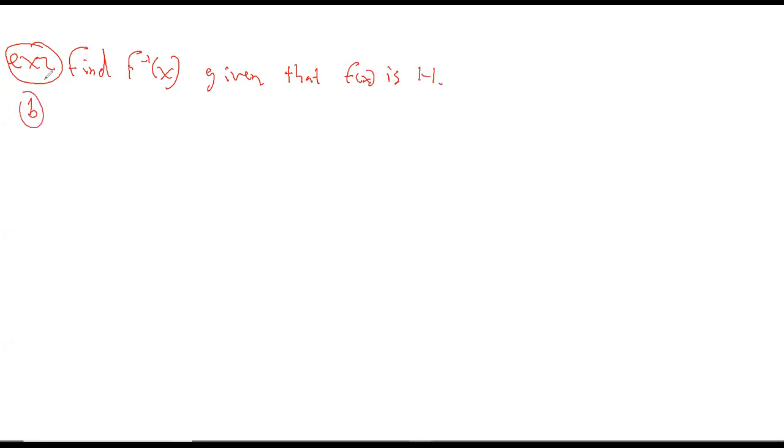Get our whiteboard. All right. So example 2. We're going to find f inverse of x given that f of x is one-to-one, which means it is invertible. B, so we've got f of x equals x cubed plus 7.